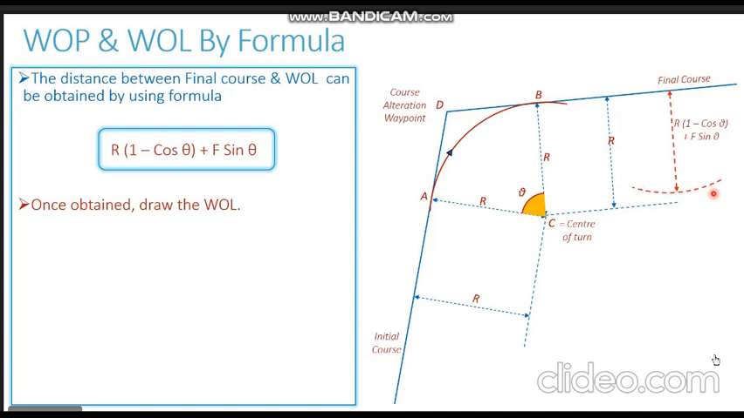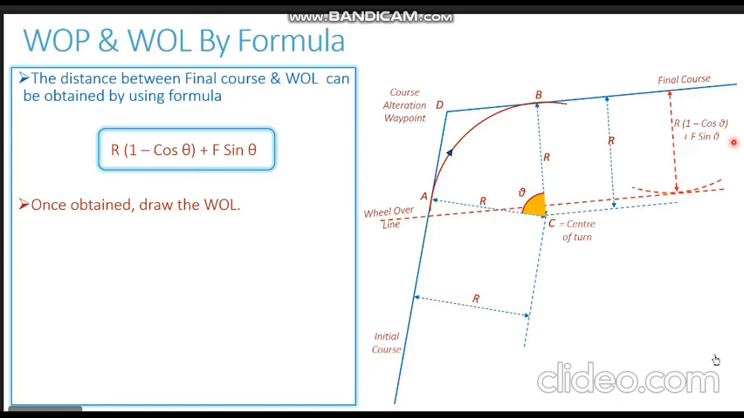Now we draw a tangent to this arc parallel to the final course. So we align our parallel ruler to the final course, transfer it to this arc and draw a tangent. This tangent represents our wheel over line. So we have obtained the wheel over line.